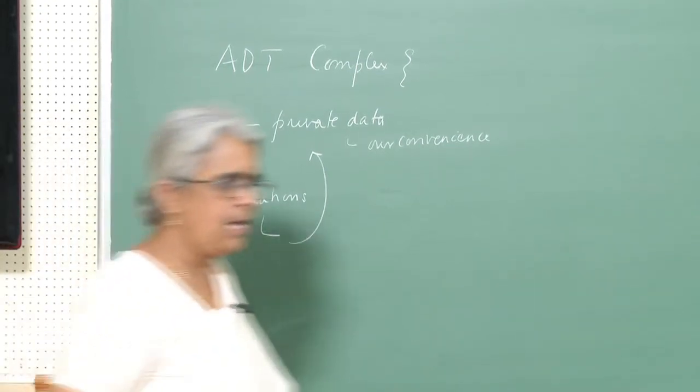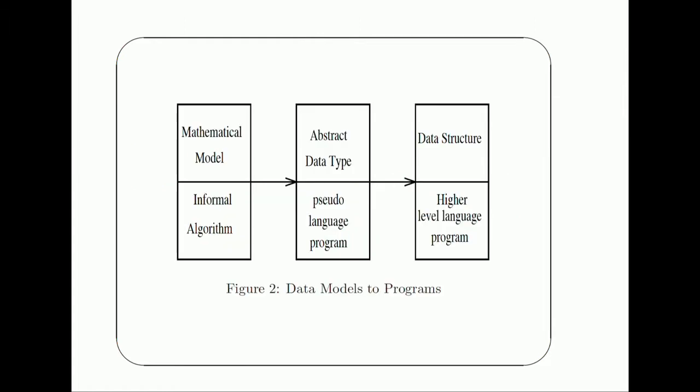So, basically when you are looking at an abstract data type, we are talking about something like this. I have a mathematical model and an informal algorithm that operates on the mathematical model, as we saw in the context of sets, and this becomes an abstract data type with a pseudo language program operating on the data that is within the abstract data type. And finally, when it goes to a higher level language, you are going to use the basic data structures that are there, make them your user defined data structures, and you operate higher level language programs.